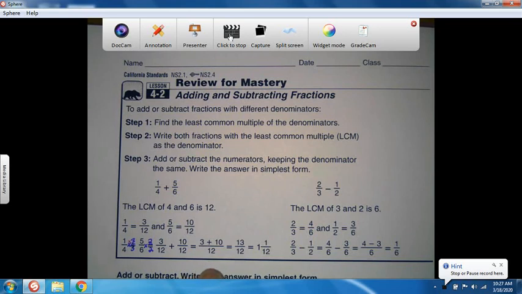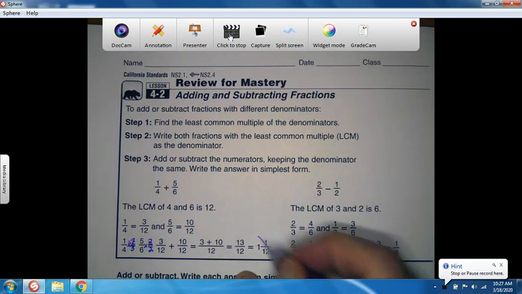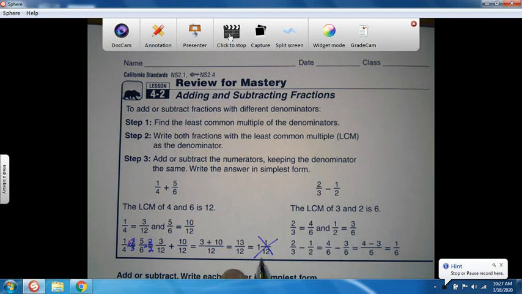Now, this step you do not have to do. You do not have to change it to a mixed number. In 6th grade, you don't have to do that anymore. 7th and 8th grade are not going to require you to do this, so we don't need to waste our time in 6th grade doing it.